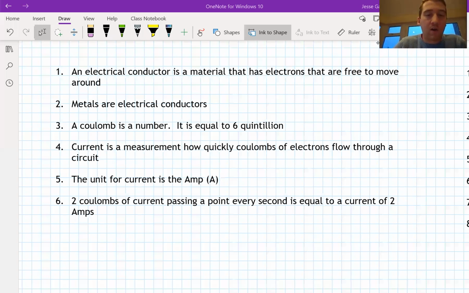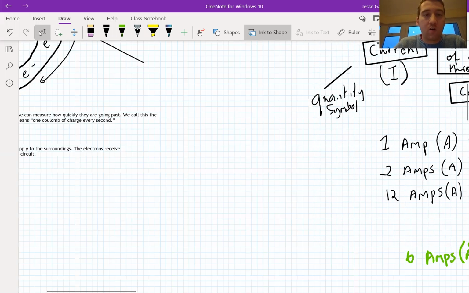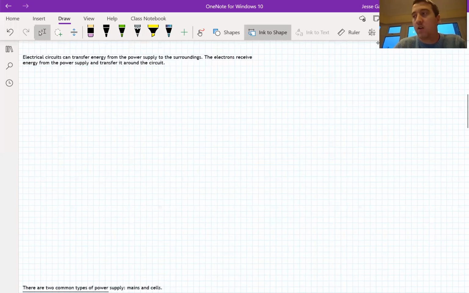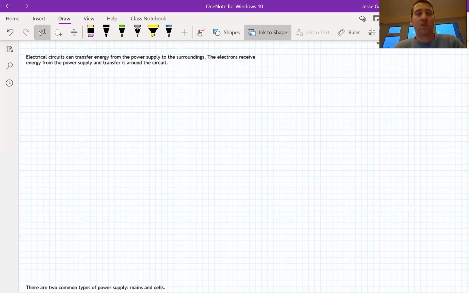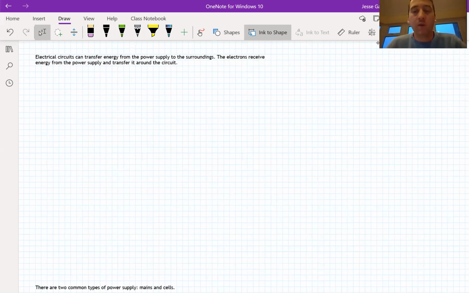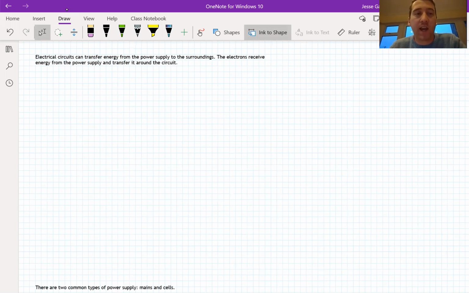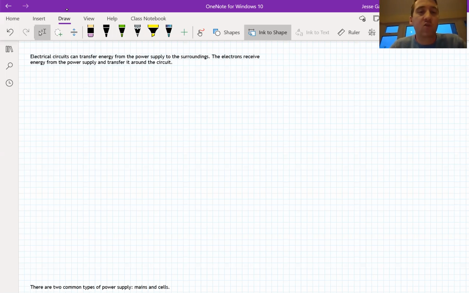Okay, so you have learned about current. Now we're going to go back over here and talk about how electrical circuits transfer energy. When we learned about energy before, we learned about something called energy stores and energy transfers. And we learned that electrical working was a type of energy transfer. Electrical working happens in electrical circuits. As you can see from this piece of text at the top of the screen, electrical circuits can transfer energy from the power supply to the surroundings.